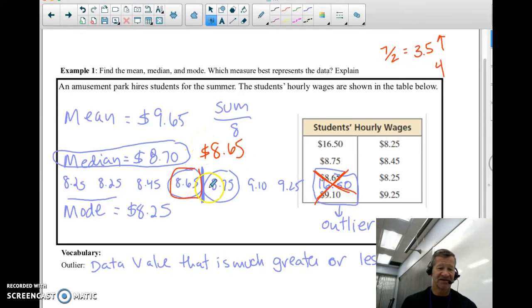Now the mode's going to stay the same. There's still two $8.25, so the mode didn't change at all. The median went down just a nickel. Now, what happens to the mean?